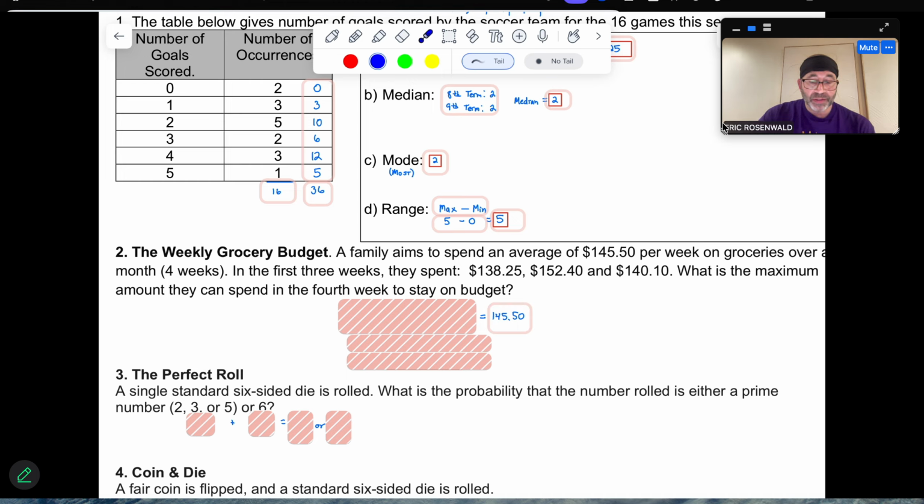So what that means is that when we take all of our data and add it all together and divide by all of the weeks, this is the number that we should end up with. They're trying to average 145. So some weeks are going to be higher, some weeks are going to be lower.